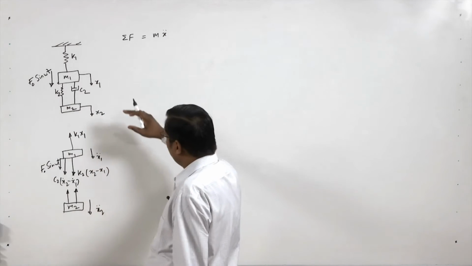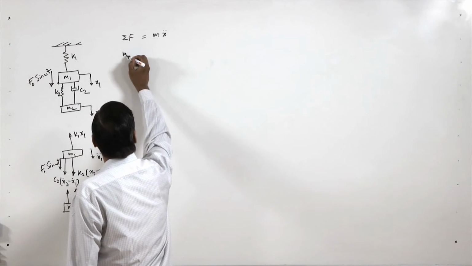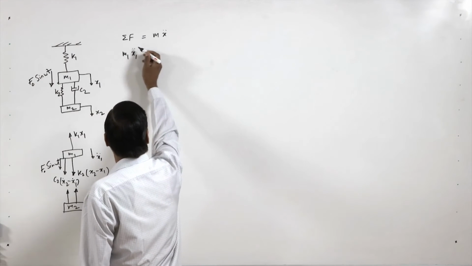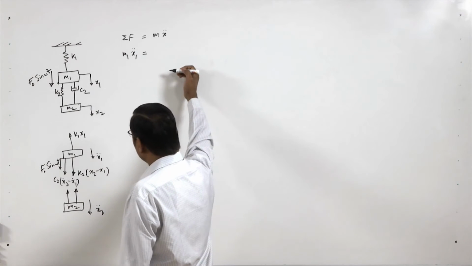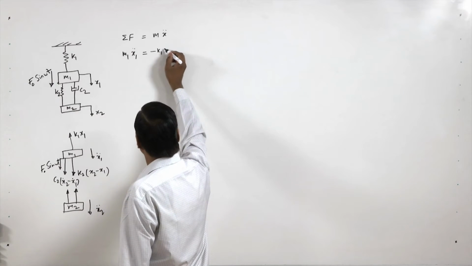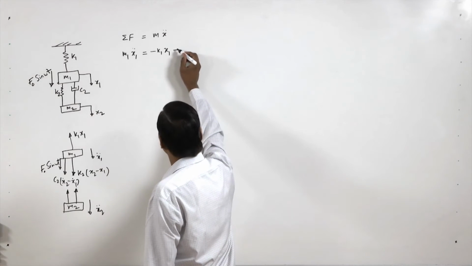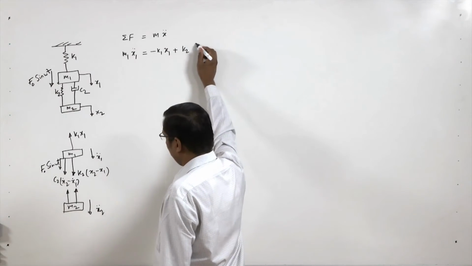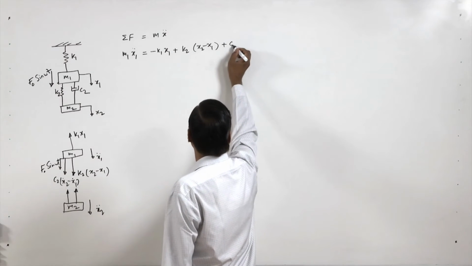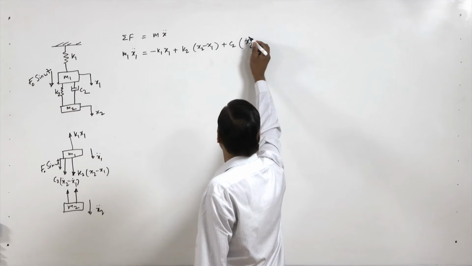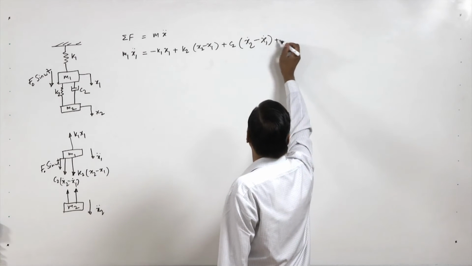So for the first mass, the main mass, we have m1 x1 double dot equal to the forces, that is minus k1 x1 plus k2 (x2 minus x1) plus c2 (x2 dot minus x1 dot), and then plus F0 sine omega t.